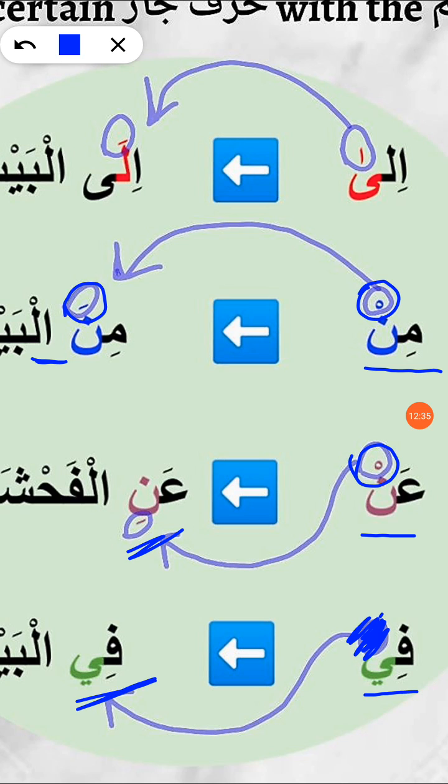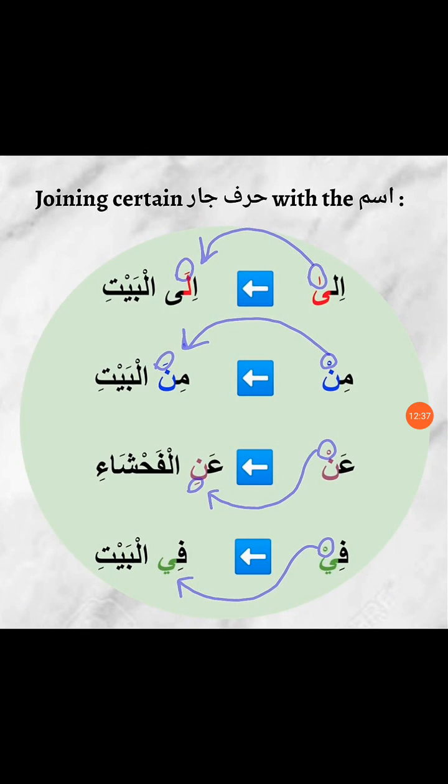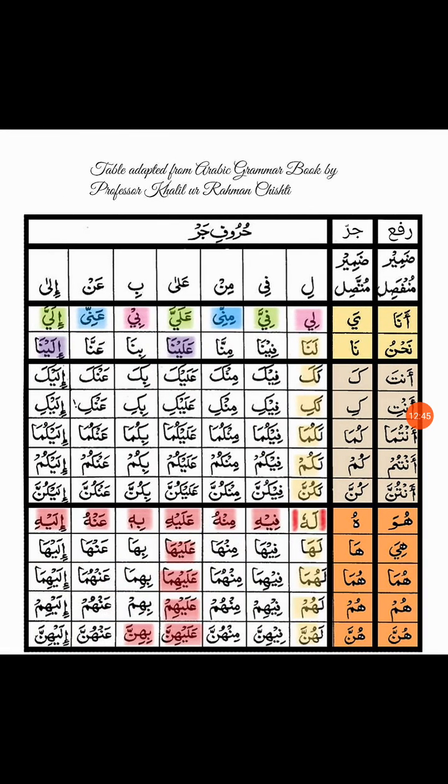So these were the mechanics of joining some harf jar with the ism. Now this is a bit important, and these things are actually quite obvious. When you start off making the jar majrur fragments that involve the pronoun as the majrur portion, you are obviously going to land up with these combinations. But there are a couple of important points that you need to know about these combos.